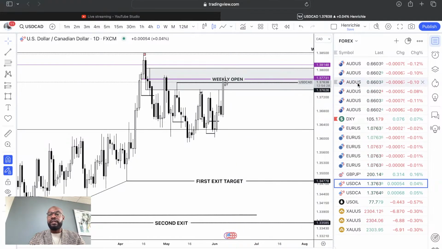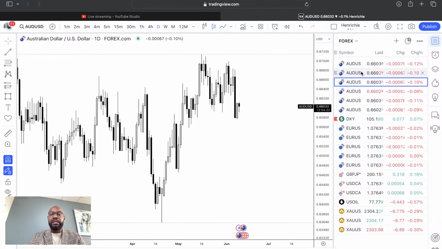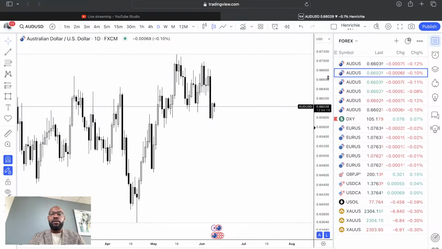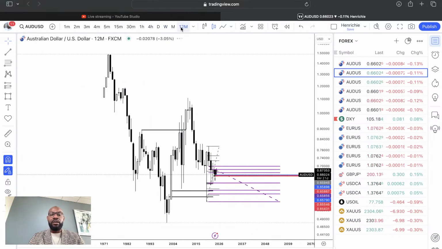I'm also going to share my analysis on Aussie dollar and what I'm anticipating to see in the marketplace. So yesterday a trade was posted by me on Aussie, and I was anticipating a move to the upside on Aussie. I was looking forward to seeing Aussie continue higher, and my reason for that was because overall on the 12-month time frame, Aussie is bullish.